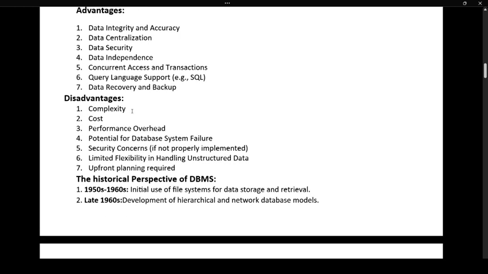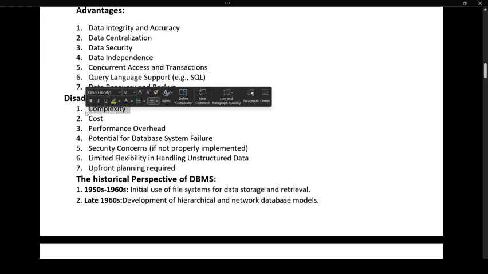Coming to the disadvantages: complexity. DBMS implementation and management can be complex, requiring specialized knowledge. Without complete knowledge, the maintenance and usage of this database management system is more complex and complicated. Okay, you need to have a basic knowledge to use that. There's a complexity you are going to get.